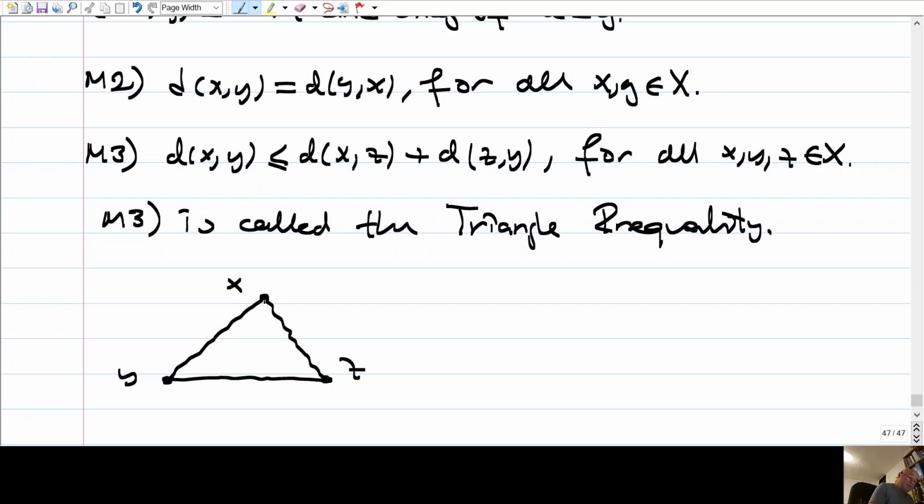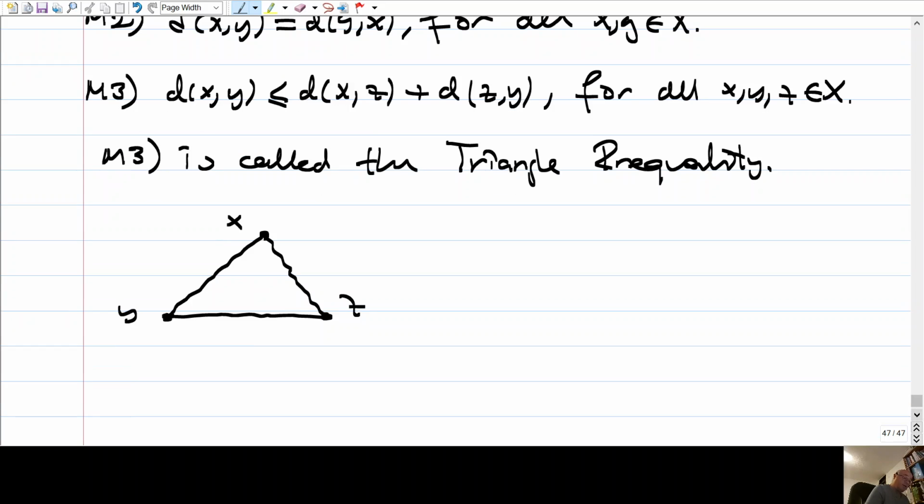And this tells us that in a triangle, the length of one side is always less than or equal to the sum of the lengths of the remaining two sides, right? Okay. So this is the triangle inequality.